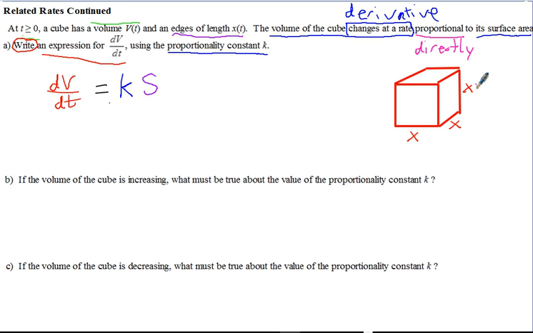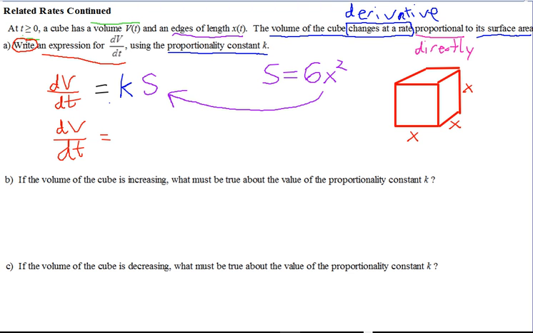But if the sides are x each, the edges are like x, we know the surface area of a cube, well, a cube has 6 sides, and each one, you can see, has an area of x squared. So that has 6, it'd be x squared plus x squared plus x squared 6 times, or we could just write that as 6x squared. Substitute that in there. So we have dV/dt equals our proportionality constant k times 6x squared.